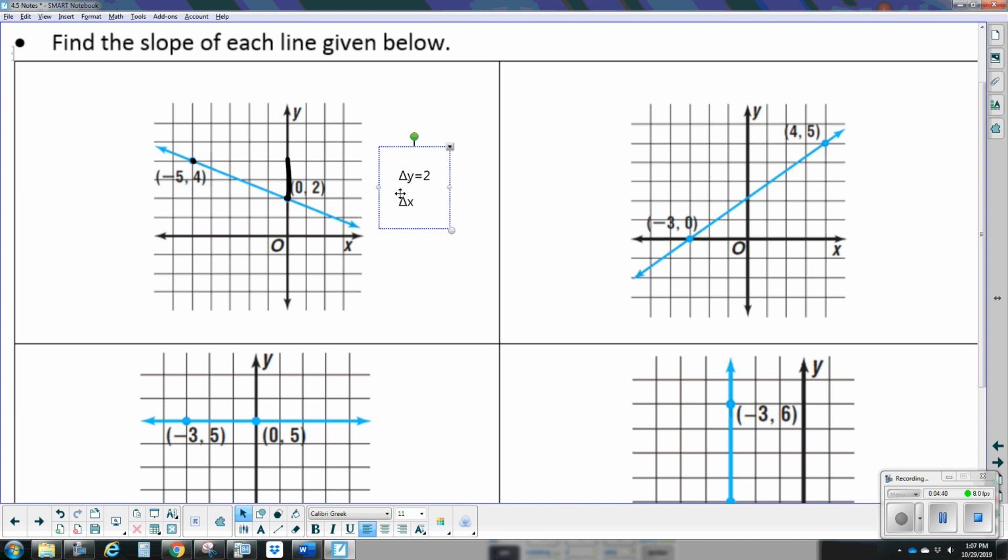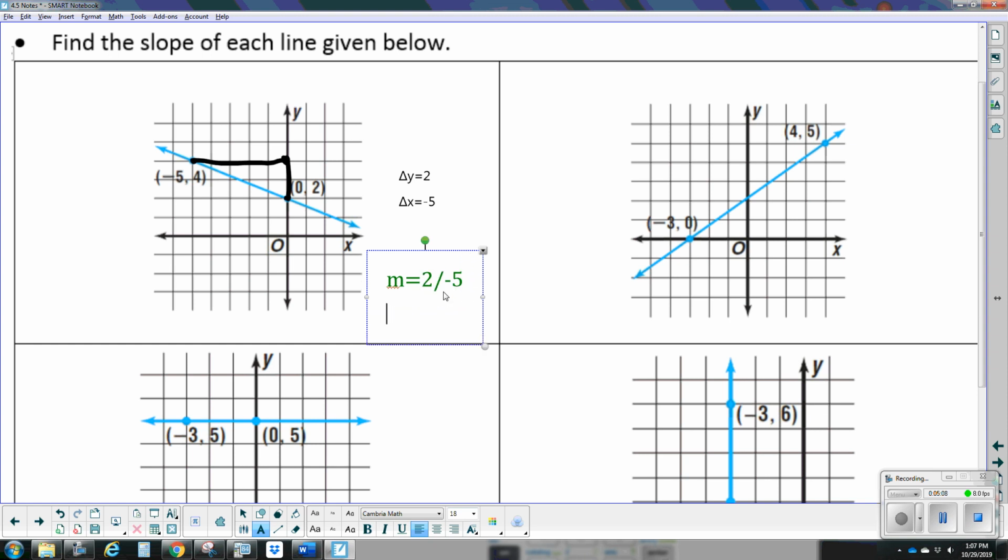Then we want to look at our change in x. To find our change in x, we start here at 0, where x is in our first point, and we go over 5 units. We're moving 5 units to the left, so that makes our change in x negative 5. Our slope is change in y over change in x, so m is equal to 2 over negative 5, or you could say m is equal to negative 2/5. It's the same thing.